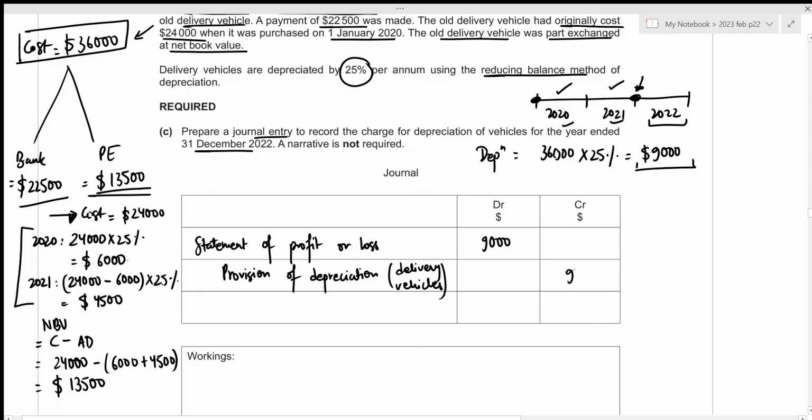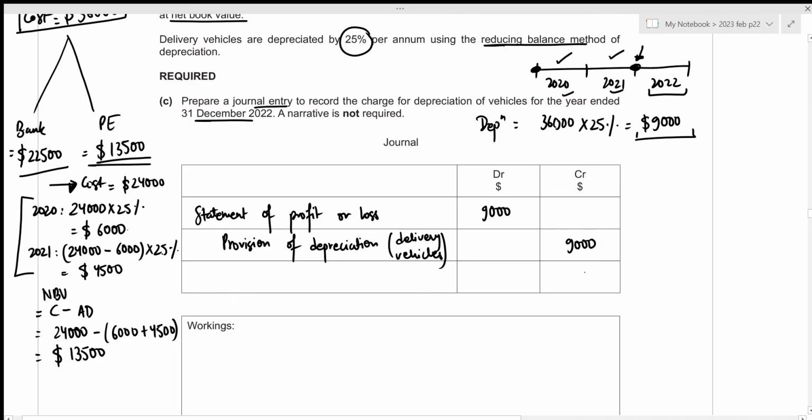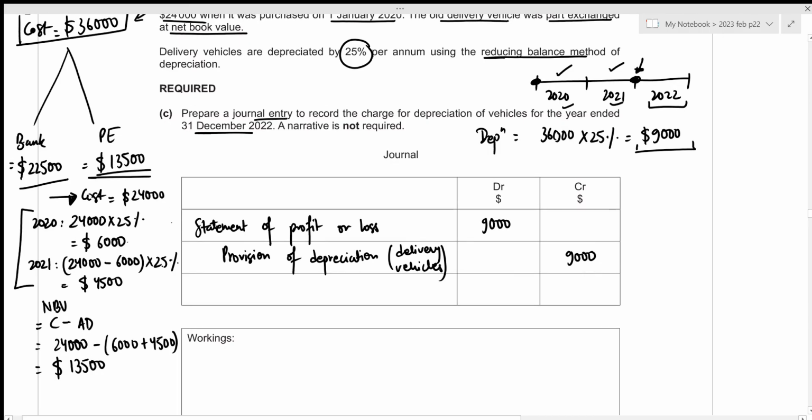That's of 9,000. This concludes the third part. Alright, remember that we were given the working instructions, so instead of showing all of these here, just show it right inside this box.